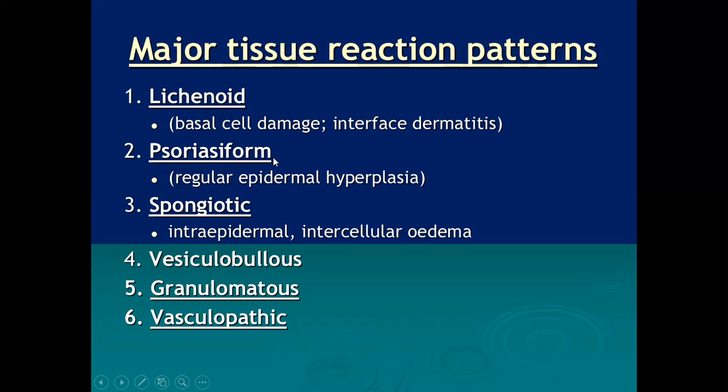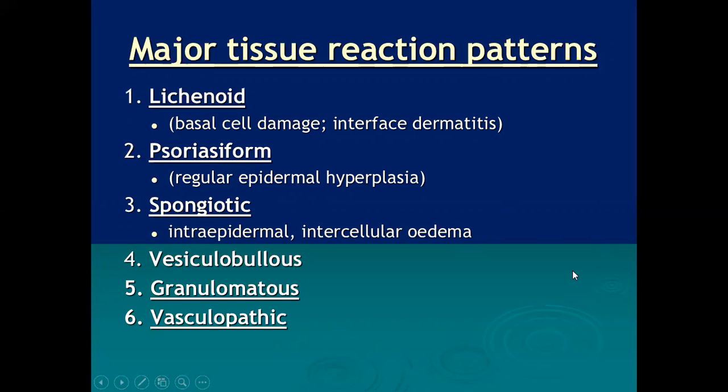The first of the reaction pattern is lichenoid dermatosis. The second is psoriasiform dermatosis. Third is spongiotic dermatosis. Fourth is vesicobullous dermatosis. Fifth is granulomatous dermatosis, and sixth is vasculopathic dermatosis. Almost 80% of inflammatory skin conditions lie into either of these 6 patterns. The 20% which are left will be categorized in the second category, which I will be discussing later. So just remember that these 6 major histopathological reaction patterns will be covering almost 80% of the inflammatory skin conditions.